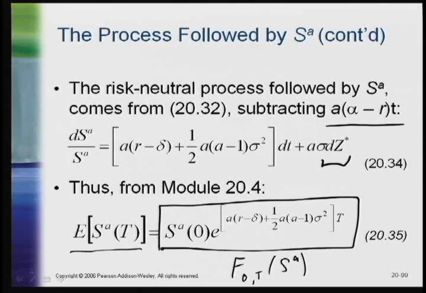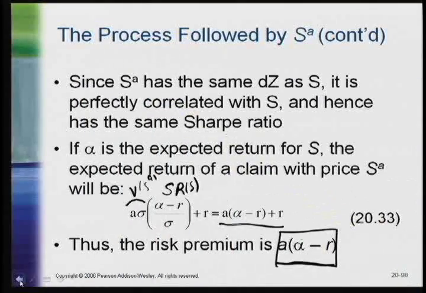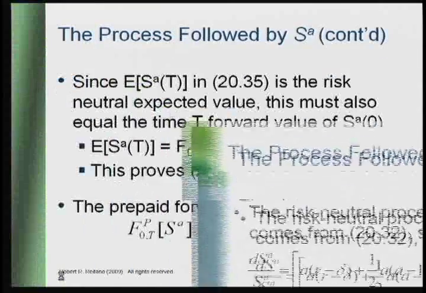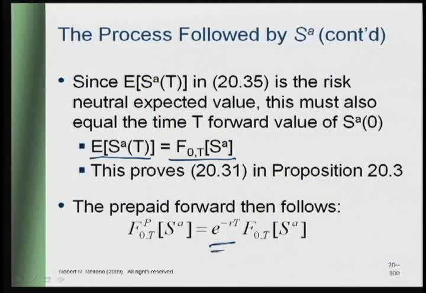And then the prepaid forward comes by interest rate discounting the forward price. So the proposition can be proved. It takes a little bit of work because you really need to go through some steps. The ultimate goal, though, is to calculate the expected value under the risk-neutral process of s to the a, because once you have that, that's the forward price. But to do that, we need to figure out what is the risk-neutral process, and to do that, we need the original process, and we need a risk premium. So there's a fair amount of work we had to think through.